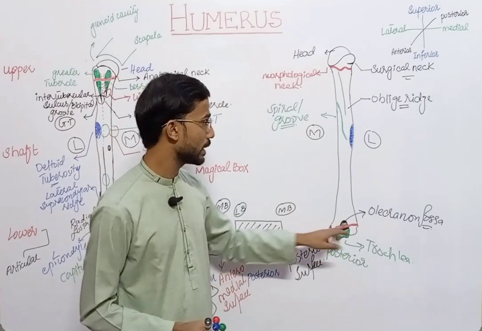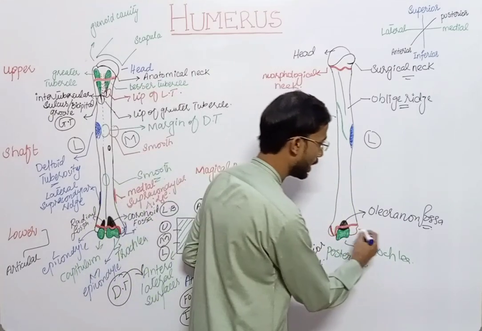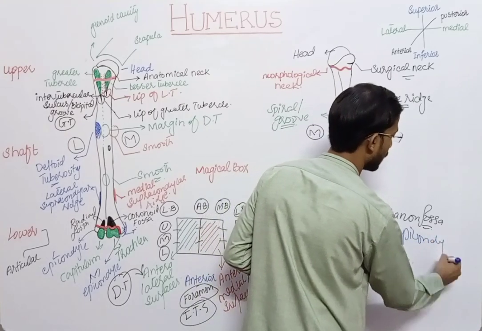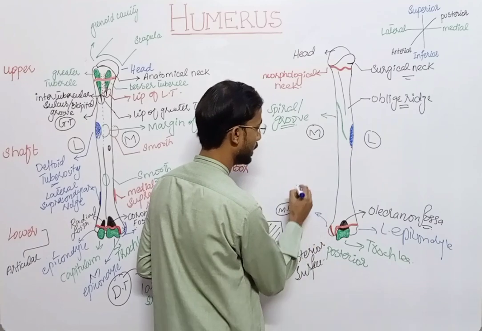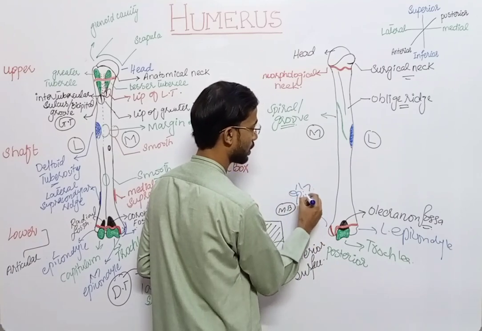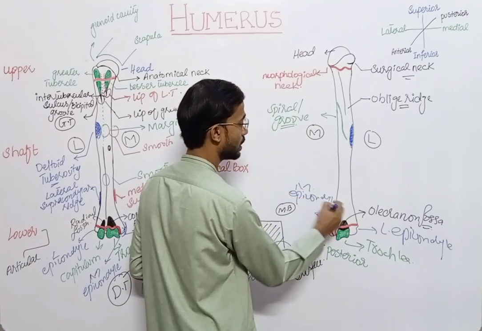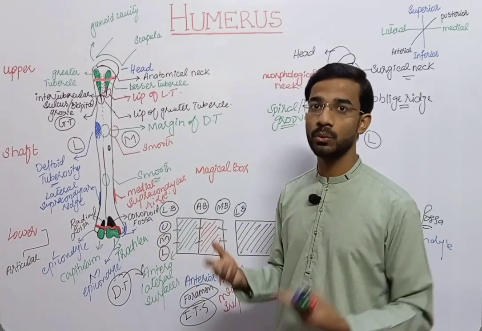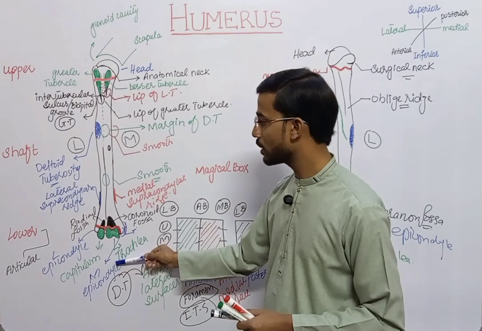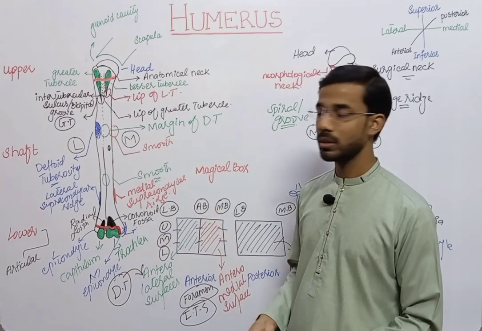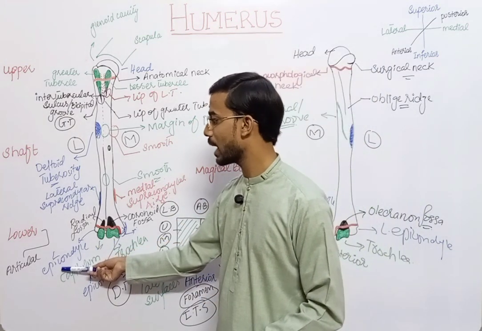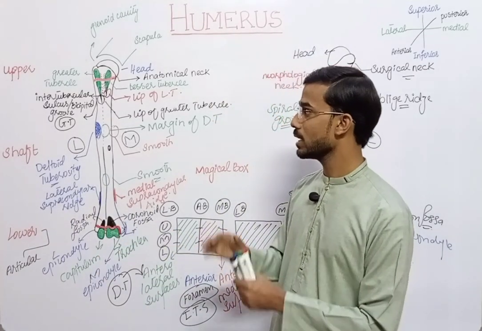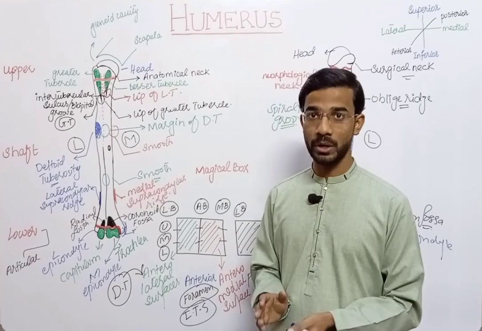Same here, this is the lateral epicondyle and this is the medial epicondyle. So these are basically the two epicondyles, and above them there are two ridges. Above the medial epicondyle there is a medial supracondylar ridge, and above the lateral epicondyle there is a lateral supracondylar ridge. So these are the basic structures or the components of the humerus.